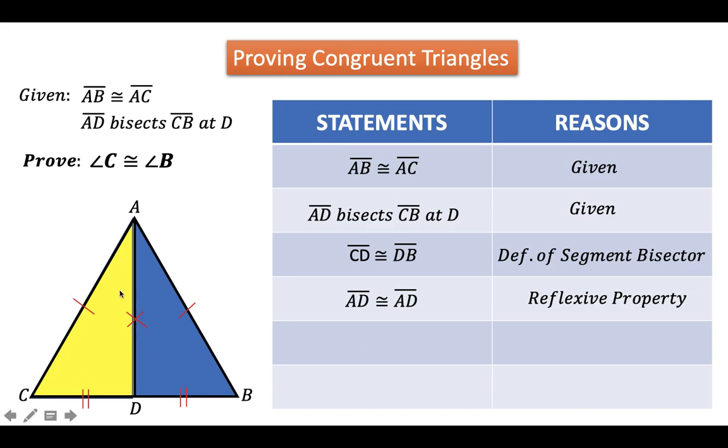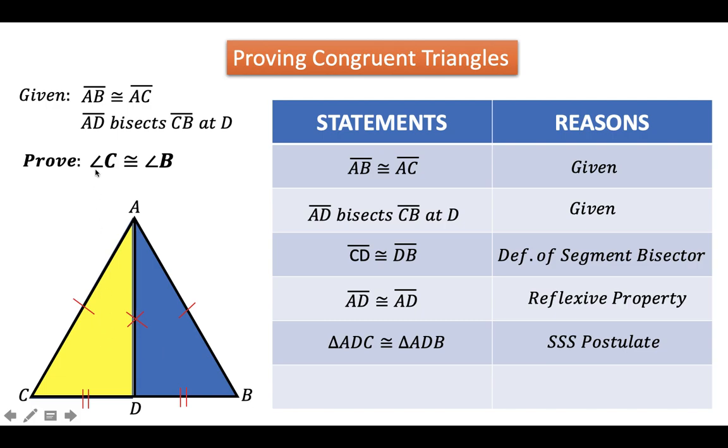Now, from this given figure and from these statements, we can say that triangle ADC is congruent to triangle ADB. And what is our reason? That is by the side-side-side postulate, which says that if the three corresponding sides of two triangles are congruent, then the two triangles are congruent also. So AC and AB are corresponding, they are congruent. CD and DB are corresponding sides, they are also congruent. AD and AD are also corresponding and are congruent. Therefore, the two triangles are congruent.